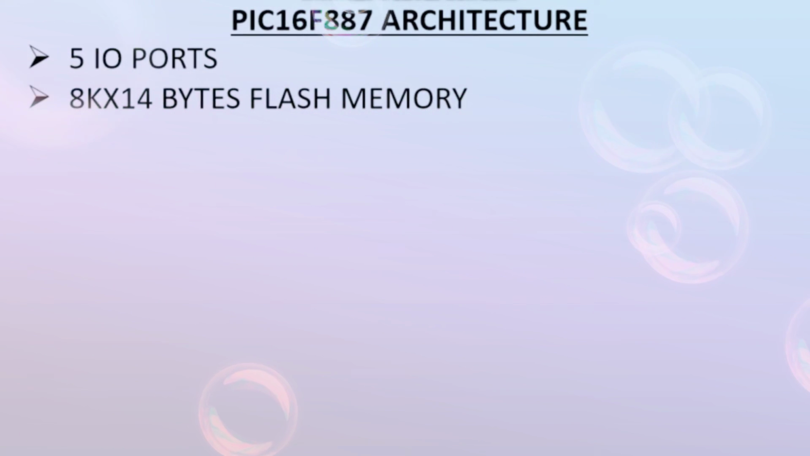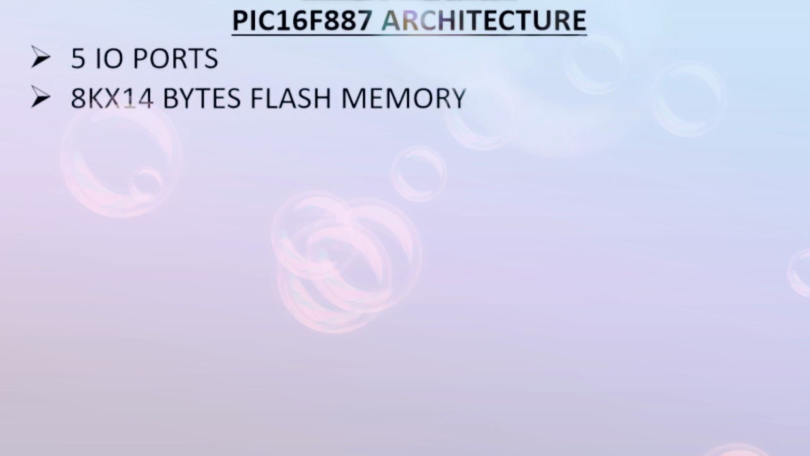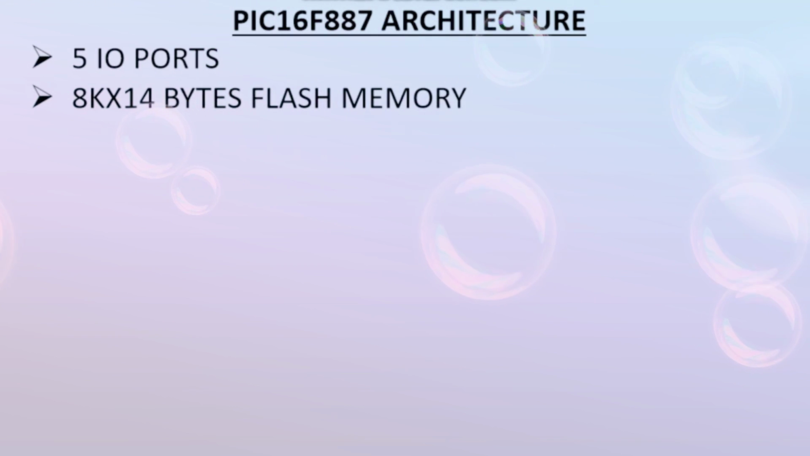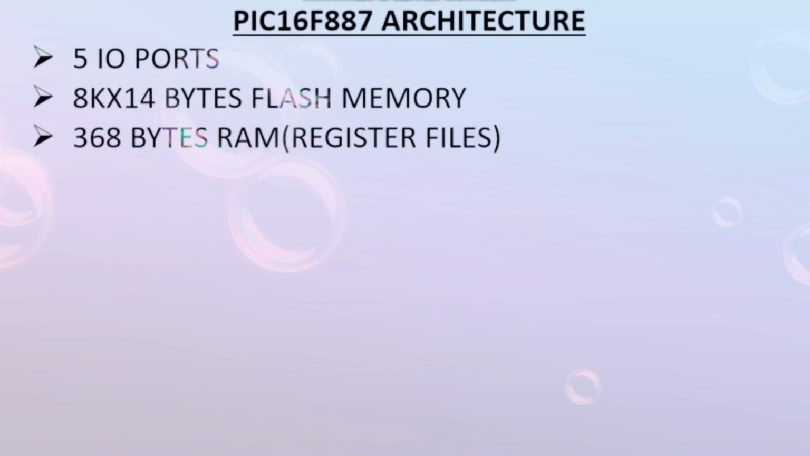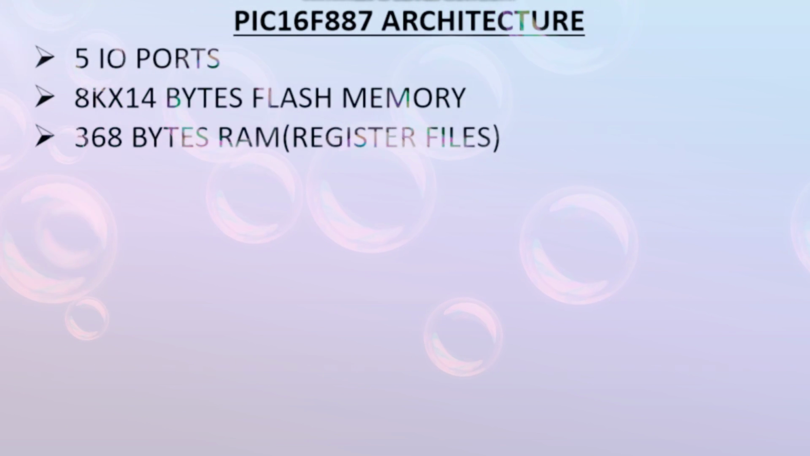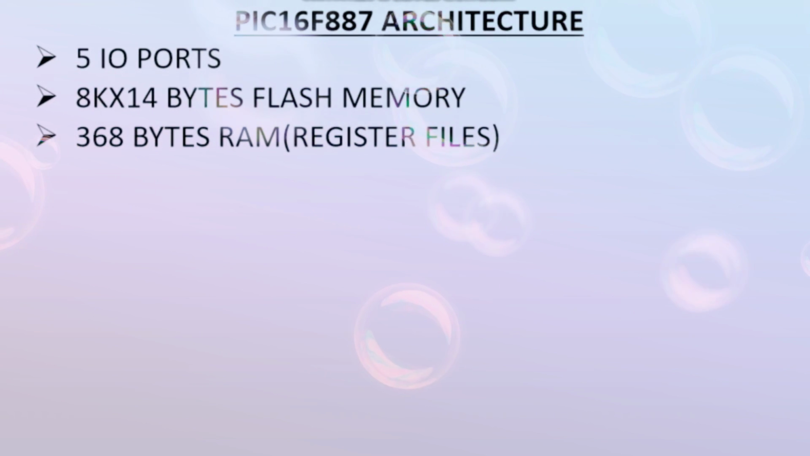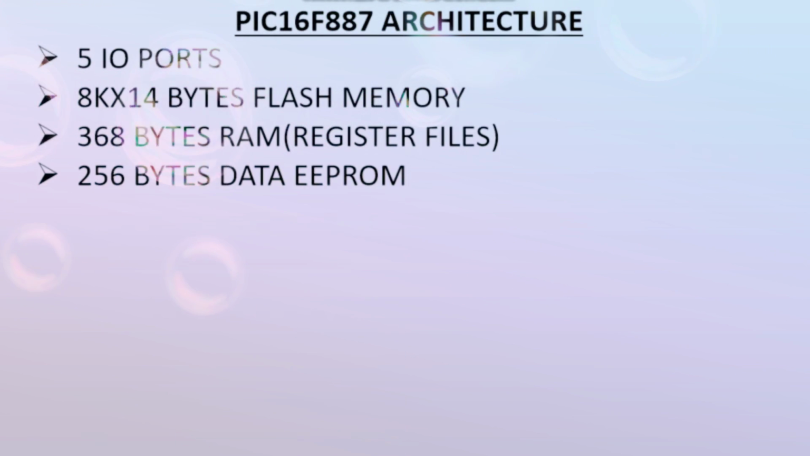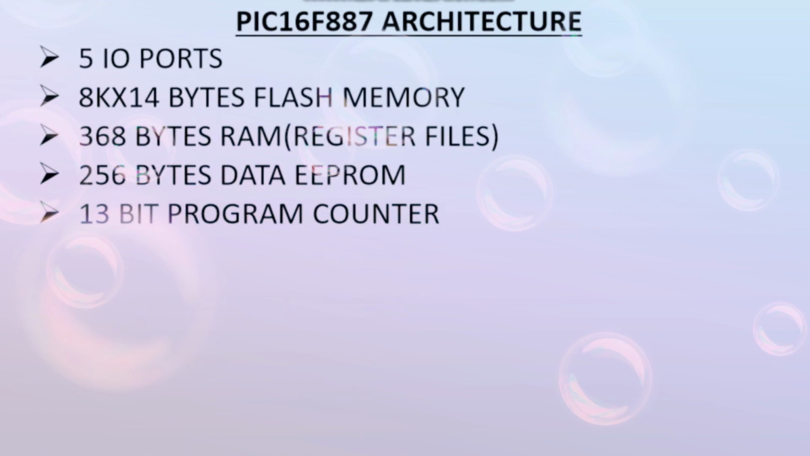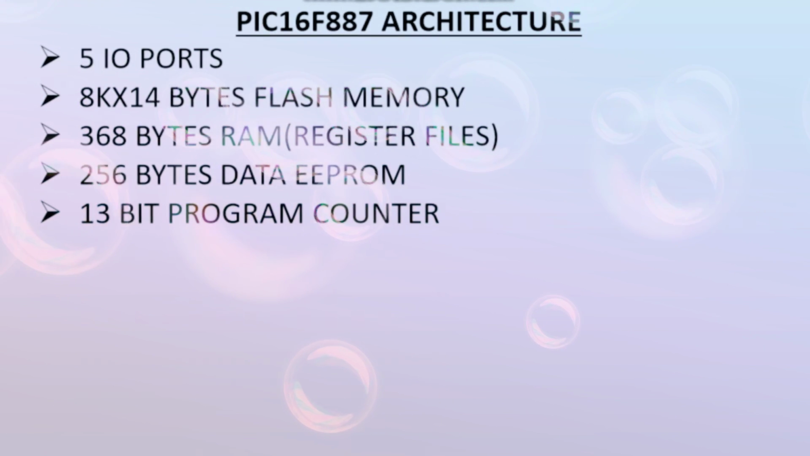Flash memory is about 8K into 14 bytes. Flash memory is nothing but the program memory where you will be storing the program in the microcontroller. Then it has 368 bytes of RAM, in terms of register files, normal general purpose registers as well as special purpose registers. And it has 256 bytes of data EEPROM. It has a 13-bit program counter.